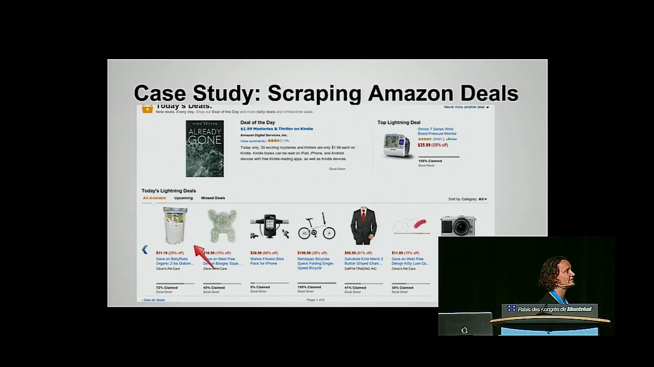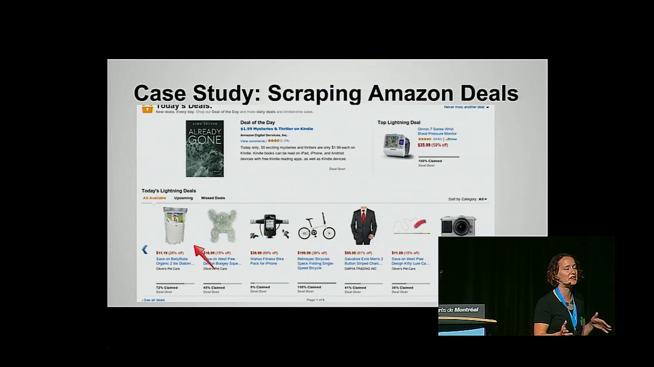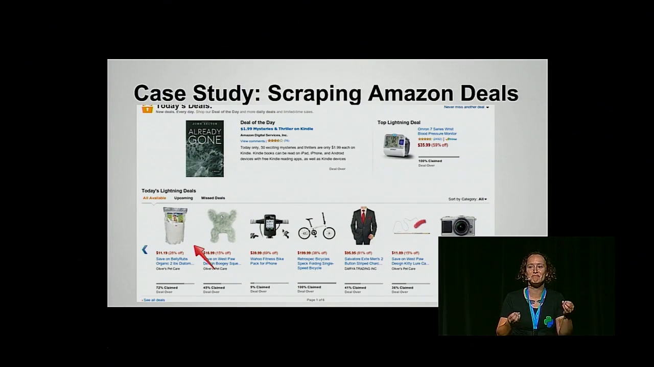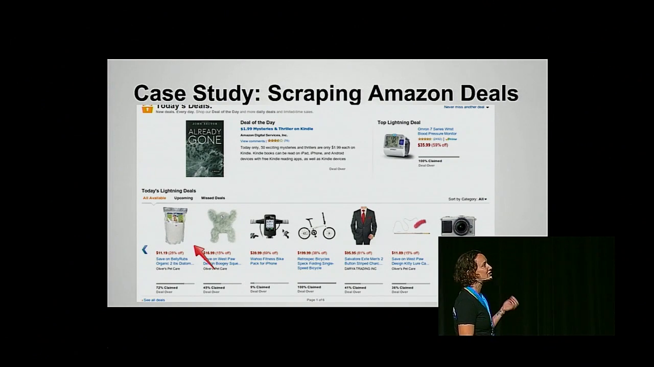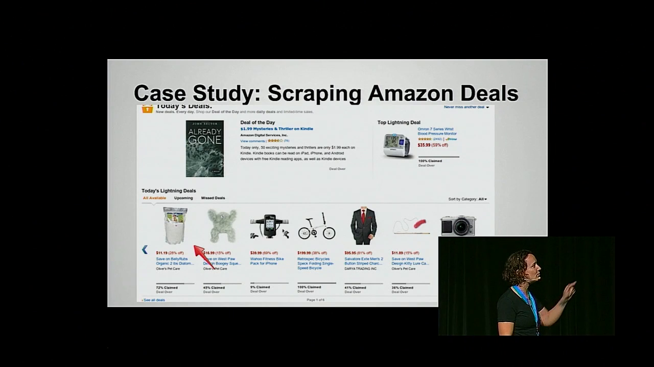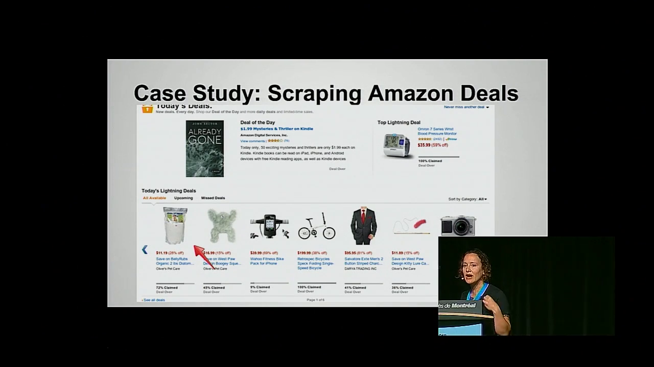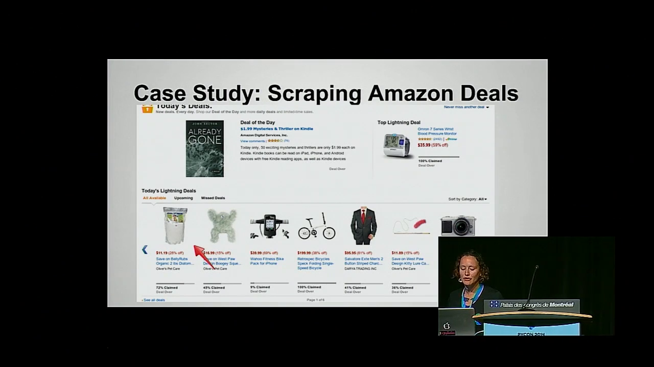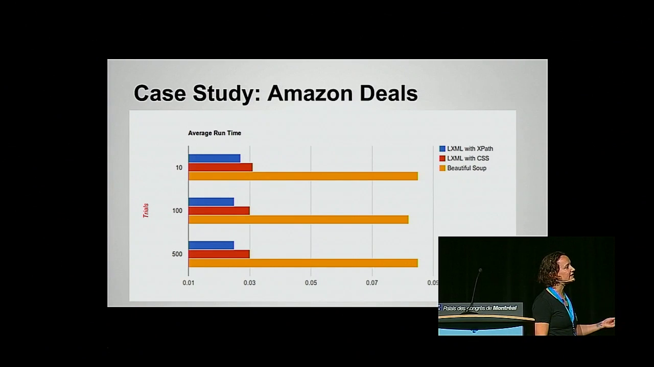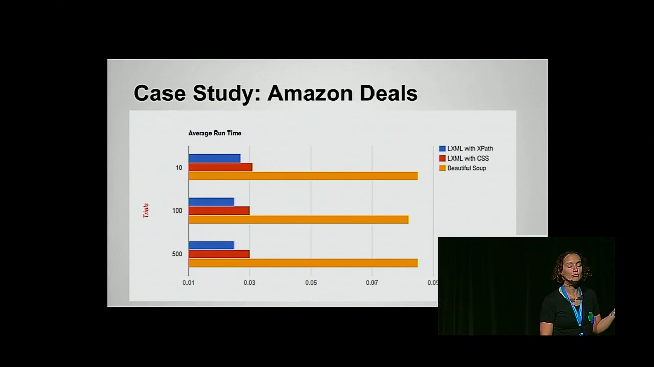So the next thing I decided to do is I have a bit of an e-commerce background as well, and e-commerce sites are notoriously messy. And so I decided to scrape Amazon deals. So I can get my deal of the day in my email, but what about these lightning deals across the bottom? What I wanted to do is grab the title, the link, and the price. And what I found in running it is, again, LXML with XPath was the winner.